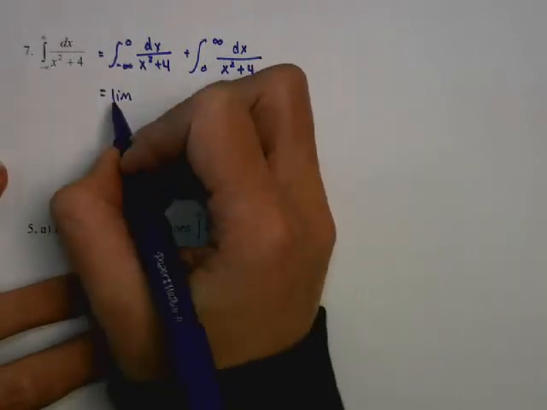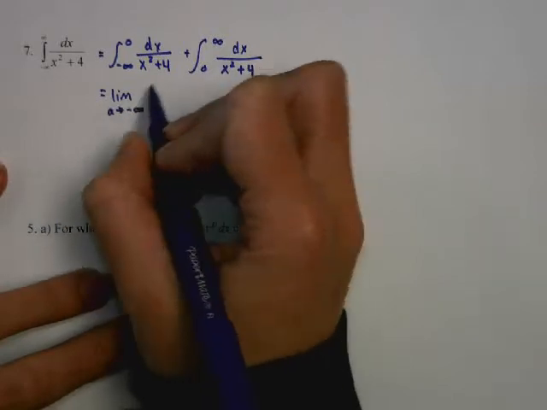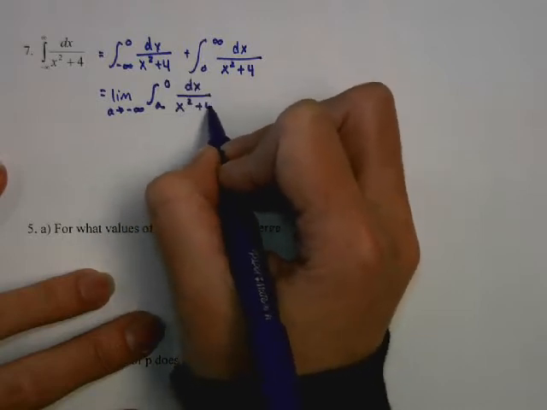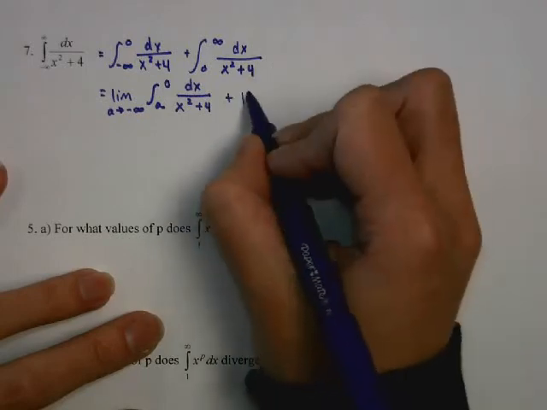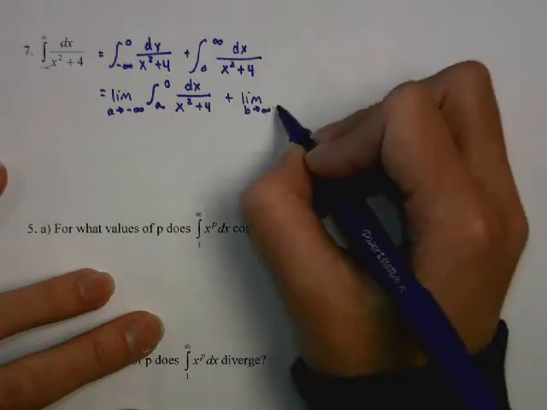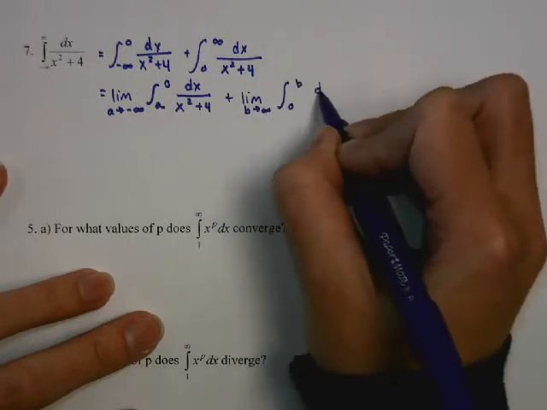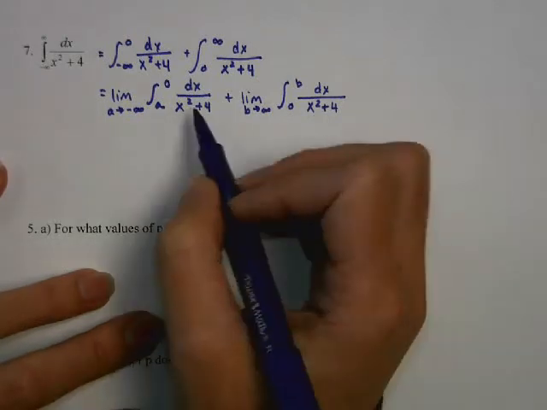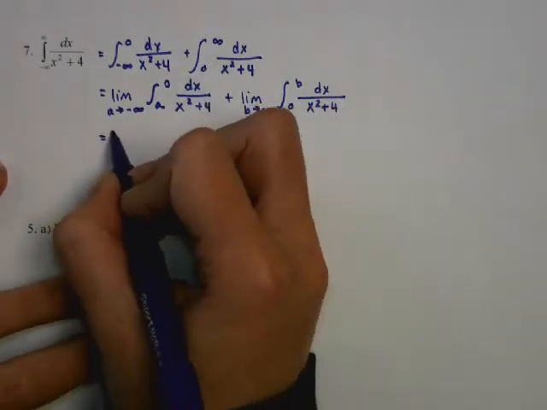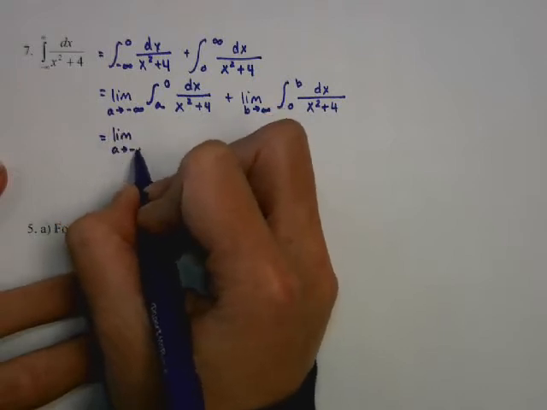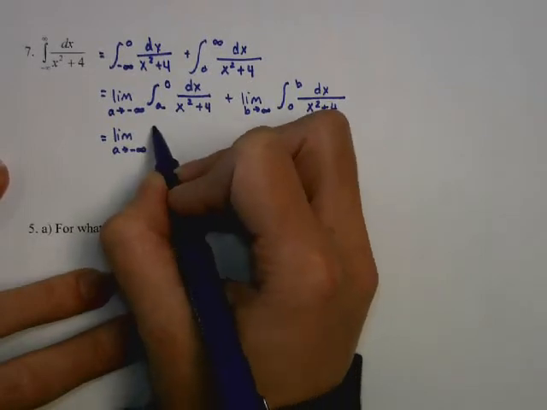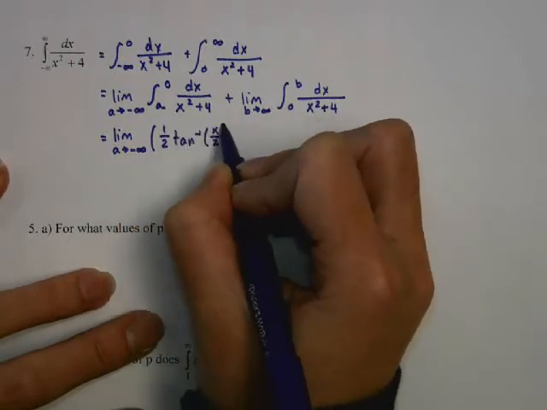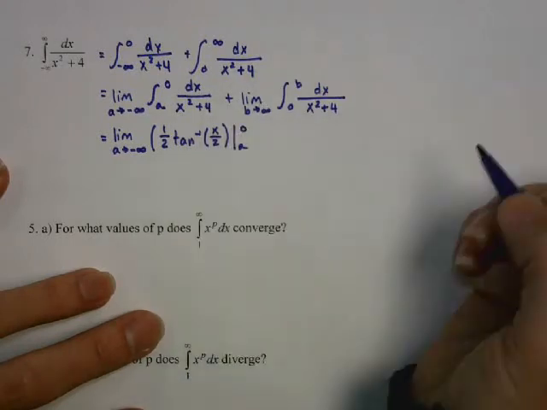So this one's going to be the limit as a goes to negative infinity of the integral from a to 0. This one's going to be the limit as b goes to infinity of 0 to b. Okay, and then we'll take these integrals. So the integral of 1 over x squared plus 4 is our tangent inverse rule. So this is going to be 1/2 tangent inverse of x over 2, evaluated from a to 0.